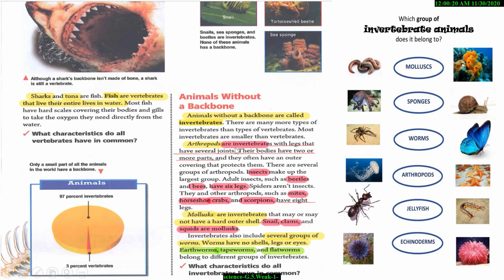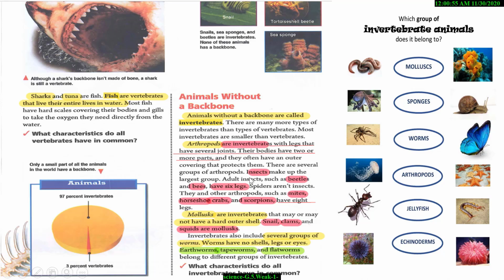The arthropods are different from the worms, sponges, mollusks, jellyfish and echinoderms. The characteristics of arthropods: they are invertebrates because they do not have a backbone, and they have legs with several joints. The body of arthropods has two or more parts, and they often have an outer covering that protects them.